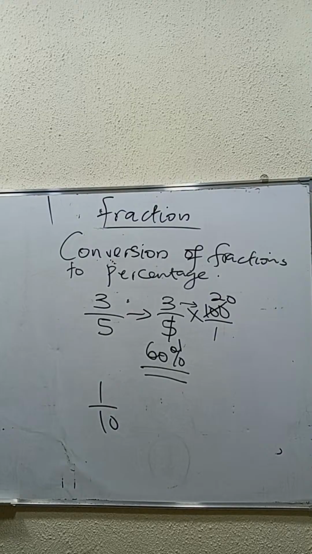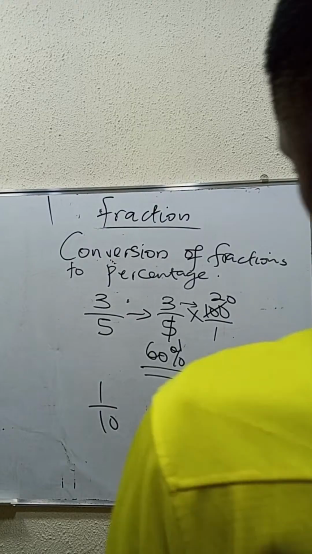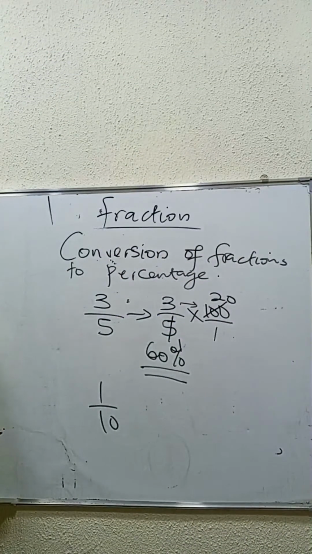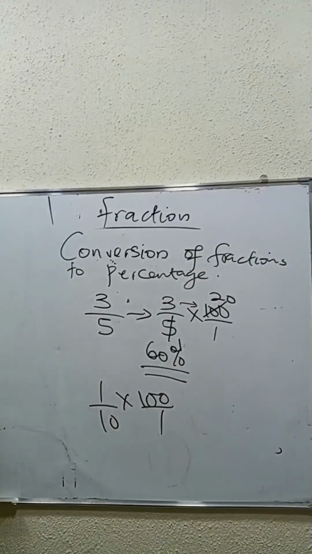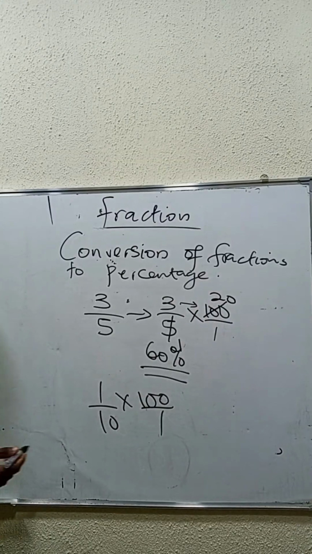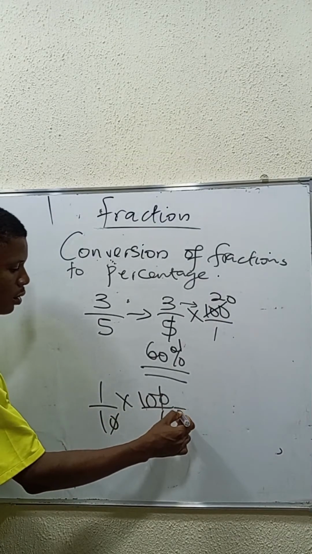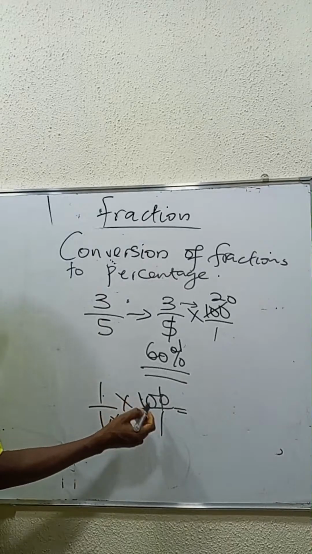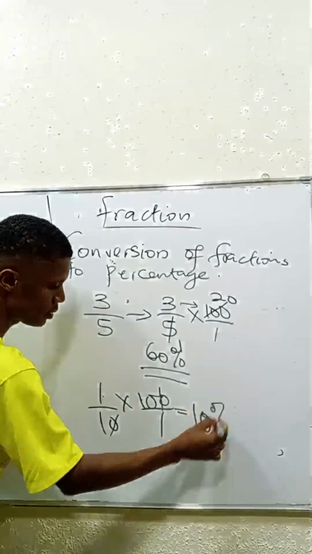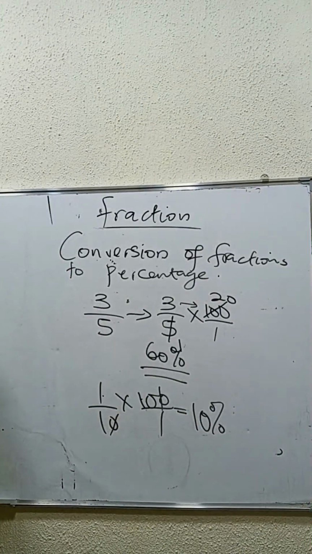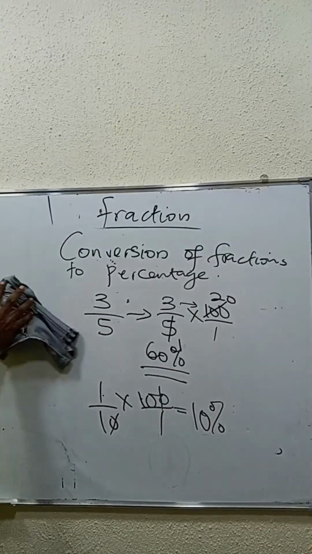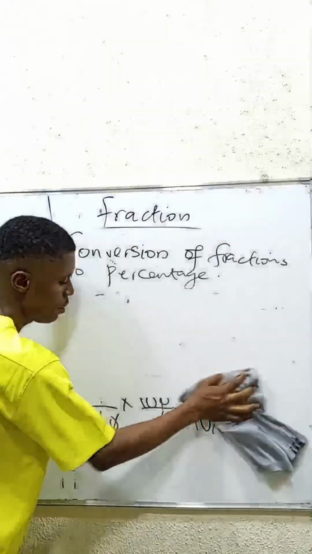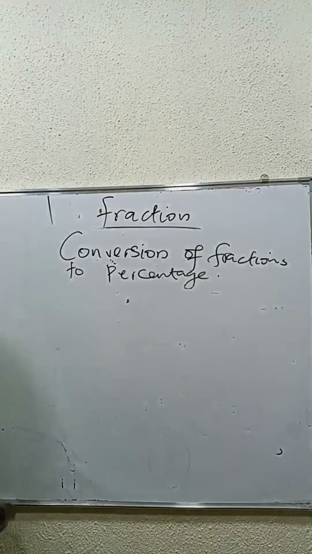1/10 is 10%. Correct. You are right. So all you do is multiply by 100/1. If you multiply by 100/1, cancel out the 0. You are left with 1 times 10, which is 10%. And that's the answer. So converting fractions to percentages is very, very easy. Let's look at the next one.